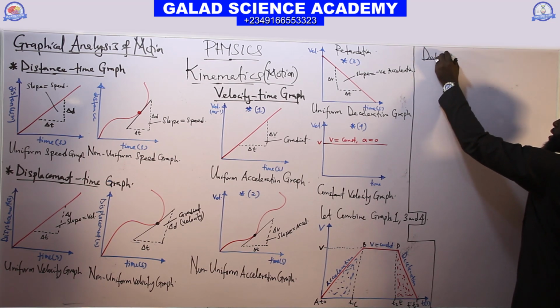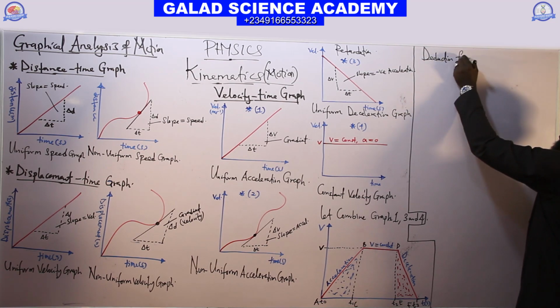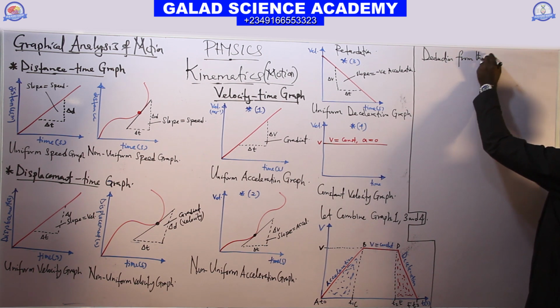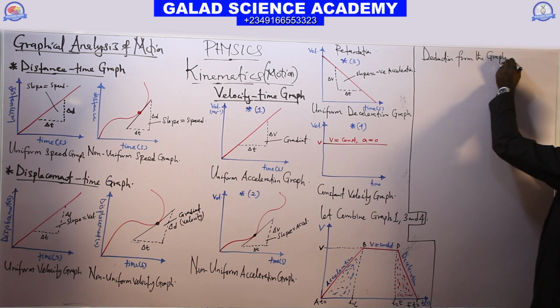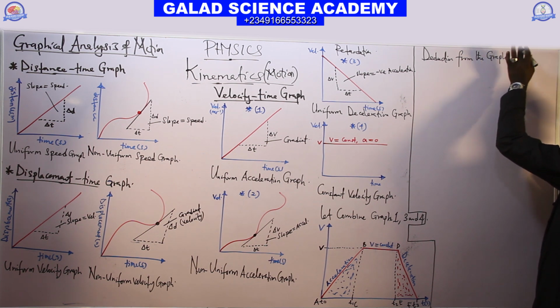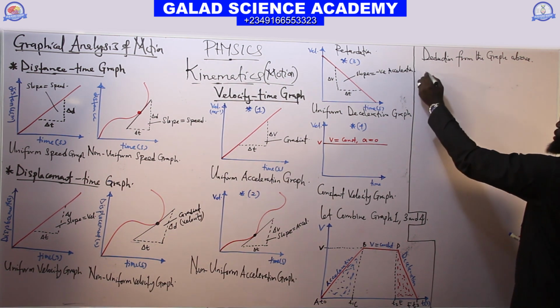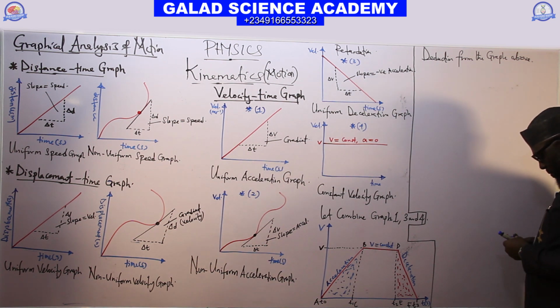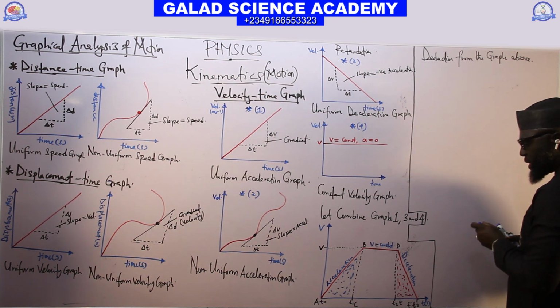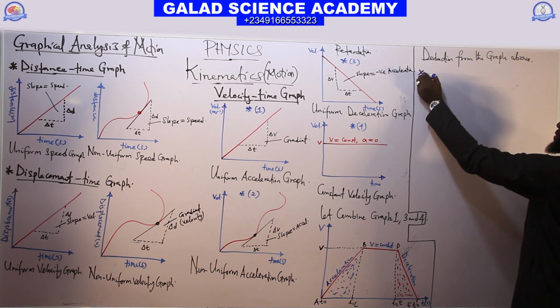The deduction from the graph below or graph above, put above. Number one, the first thing that you can deduct from the graph is acceleration.